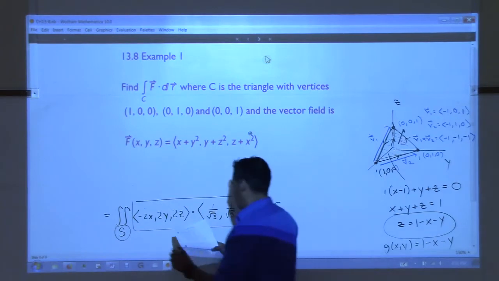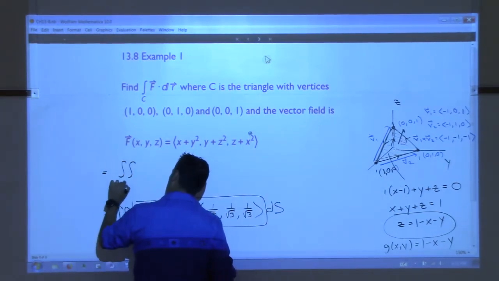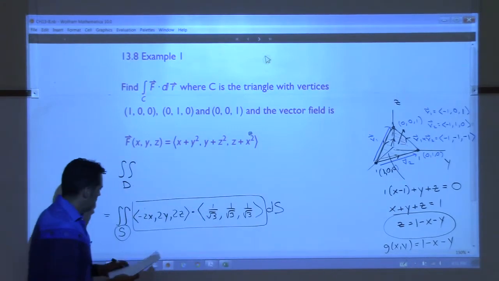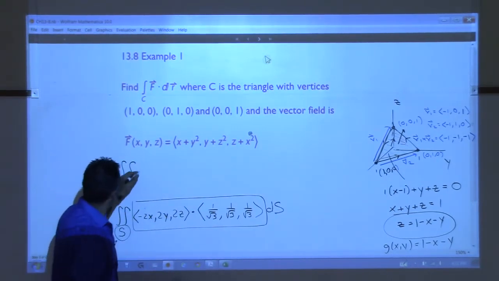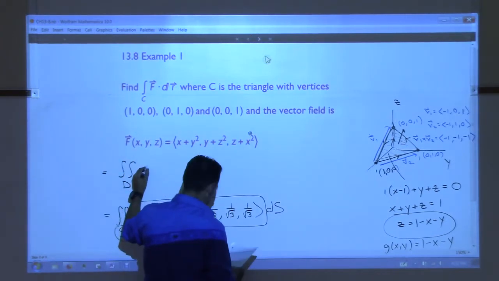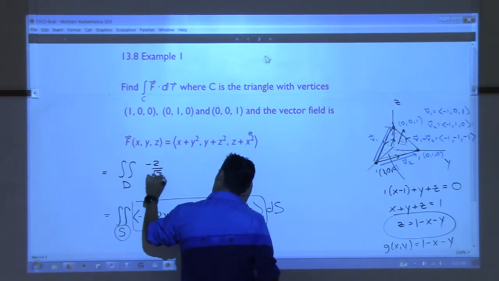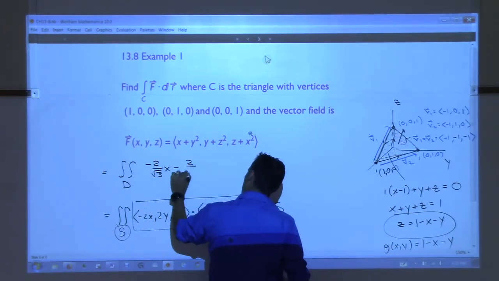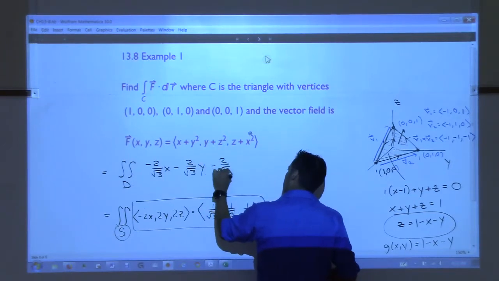So I'm using formula B. This should become, let's go ahead and dot that. It's the double integral over D. Okay, our scalar function, we've got to dot these. So -2 over root 3 x minus 2 over root 3 y minus 2 over root 3 z.